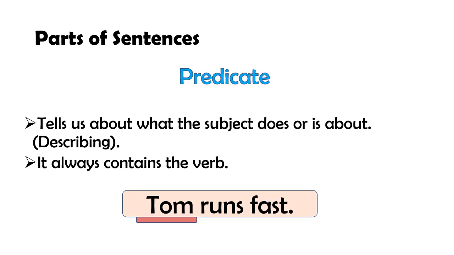What does Tom do? Tom runs fast. In this sentence, runs is the verb and runs fast is the predicate, as it describes what Tom does in the sentence.